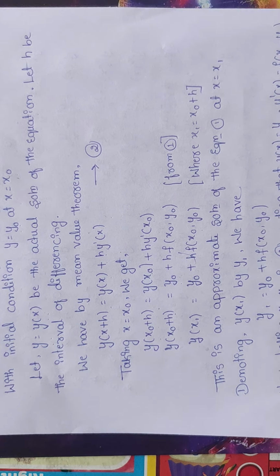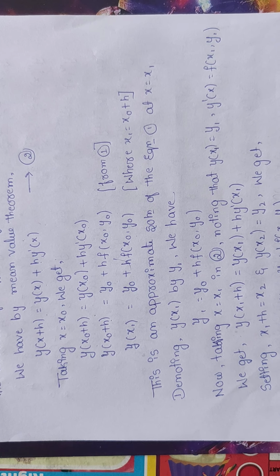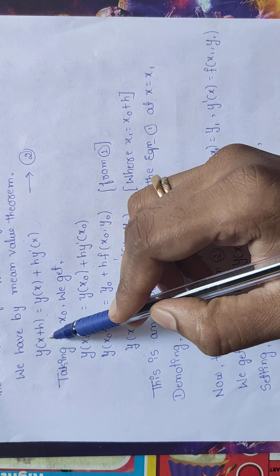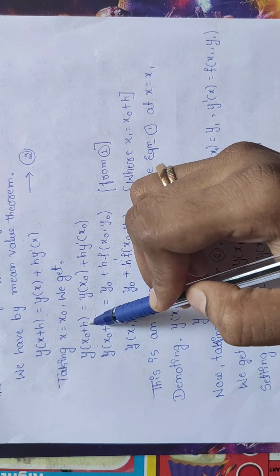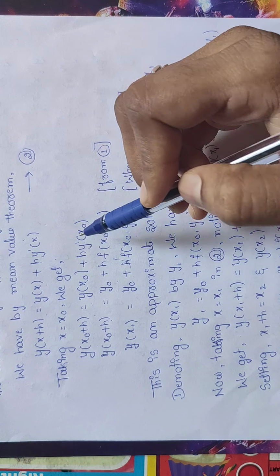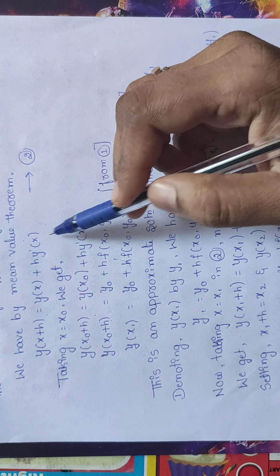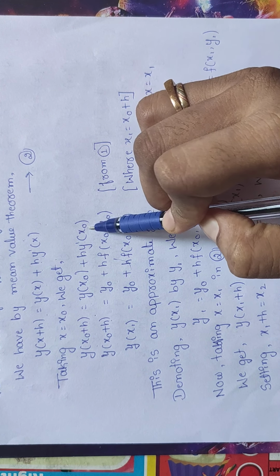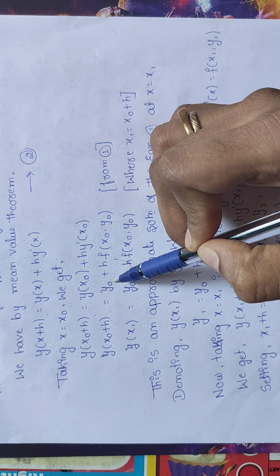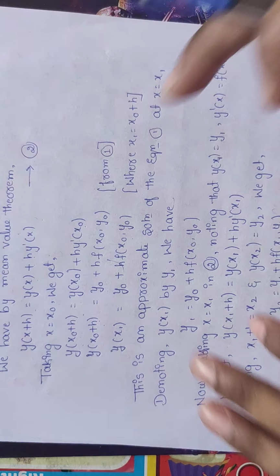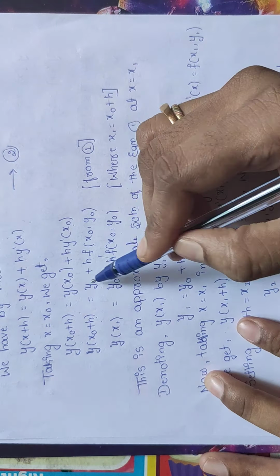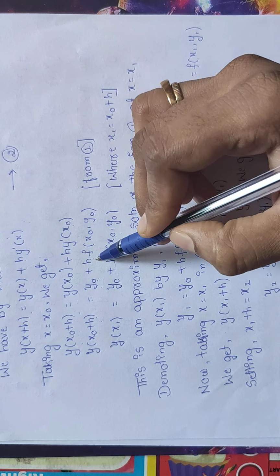We take the mean value theorem and substitute x0 wherever it is x. Then we get y(x0 + h) = y(x0) + h y'(x0). The left-hand side is as it is, and y(x0) can be written as y0, because we are already considering that y = y(x). So this is the initial value, y(x0) = y0, plus h as it is.